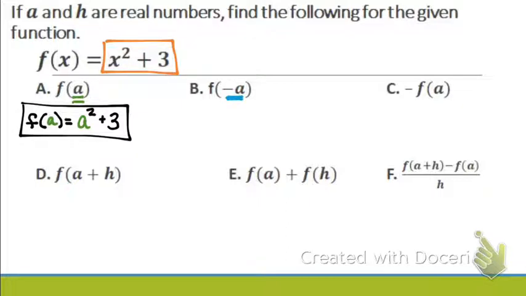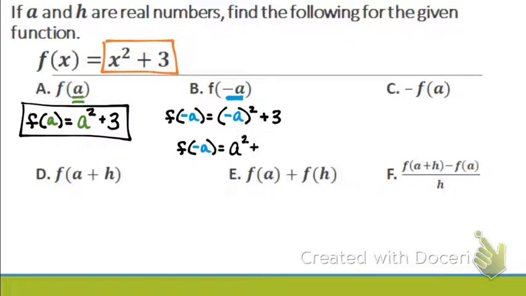For part B, we're going to put negative a in the place of x. So I would have negative a squared plus 3. I know that's going to simplify. How will that clean up? Just a squared plus 3. When I take something and square it, it will always become a positive. Anything multiplied by itself is a positive number as long as I'm working with real numbers, which they did say these are real numbers.